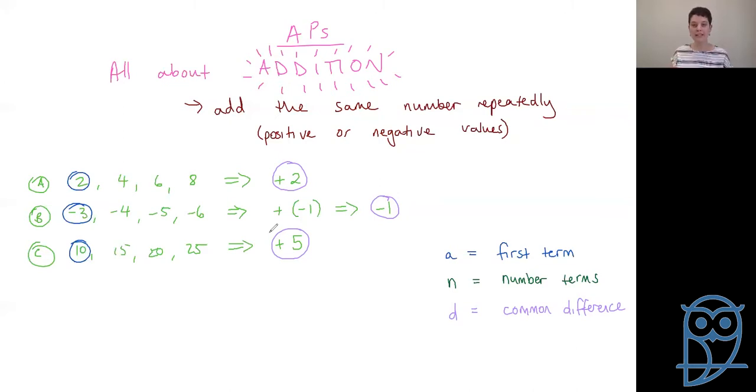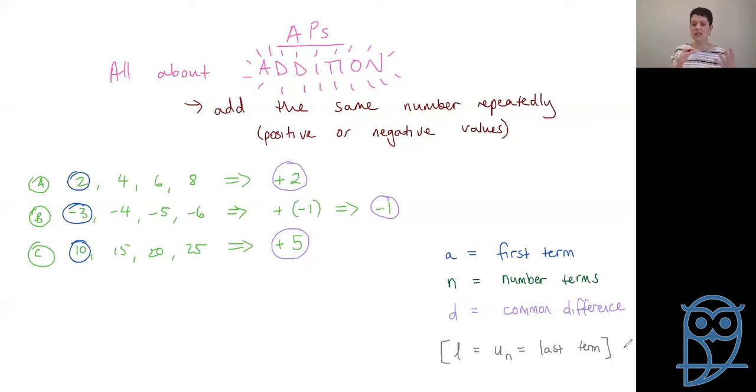These are the 3 letters that your life is going to revolve around when it comes to APs. A, your first term, N, your number of terms, and D, your common difference. Now, you're going to see it in your textbook, so I'm not going to pretend it doesn't exist. You also have something called L, lowercase l, which is the same as UN, which is the same as the last term.